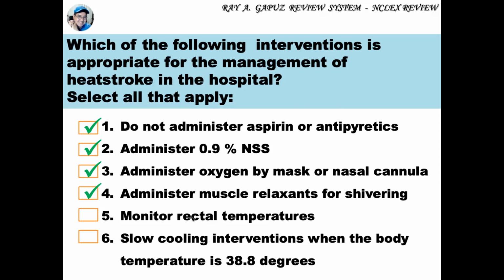Number 5, monitor rectal temperatures. Would we rather have the core temperature for a patient who has heat stroke? Yes, because that's the most accurate one. Number 6, slow cooling interventions when the body temperature is 38.8 degrees or more. Is yes. Okay, we have to let the body adjust somehow gradually.